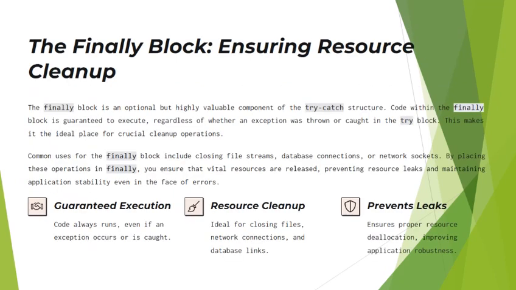The finally block: ensuring resource cleanup. The finally block is an optional but highly valuable component of the try-catch structure. Code within the finally block is guaranteed to execute regardless of whether an exception was thrown or caught in the try block. This makes it the ideal place for crucial cleanup operations. Common uses for the finally block include closing file streams, database connections, or network sockets. By placing these operations in finally, you ensure that system resources are released, preventing resource leakage and maintaining application stability even in the face of errors.